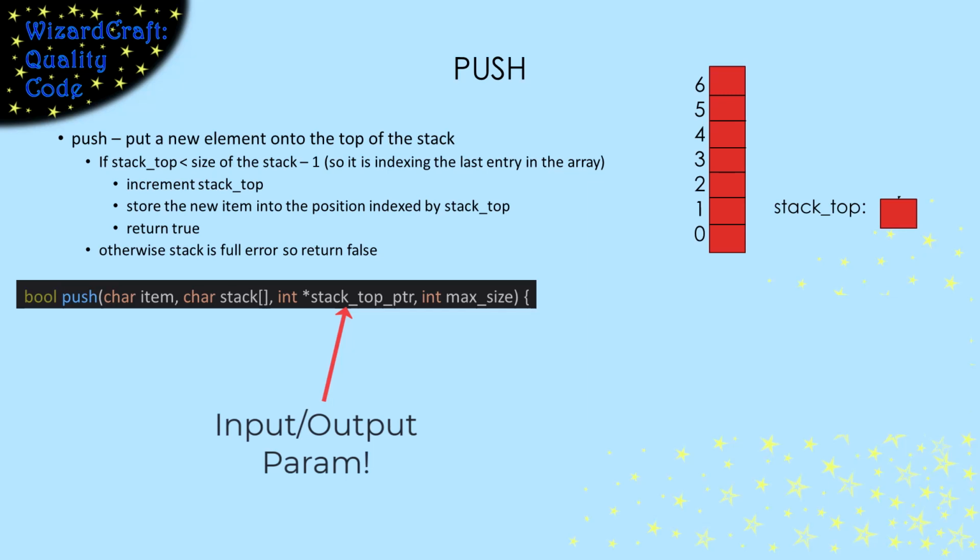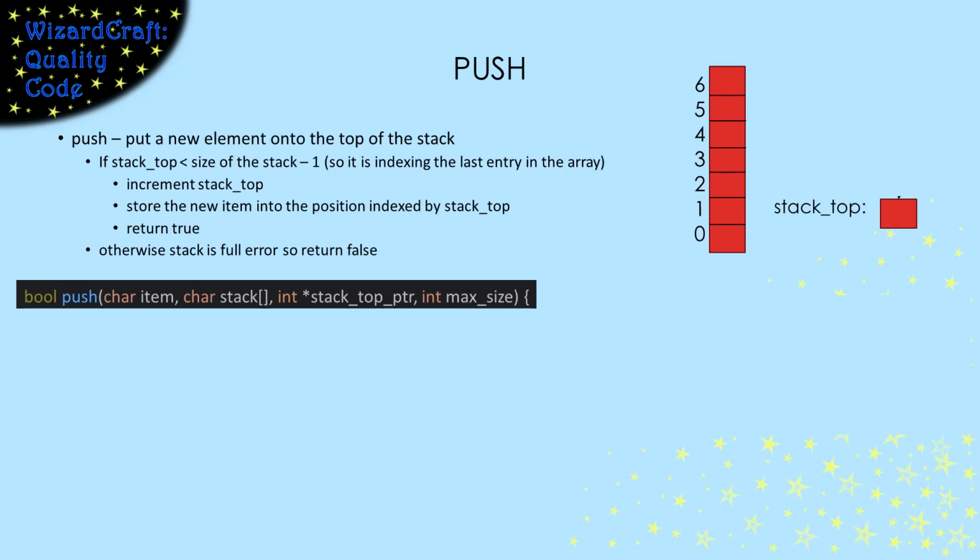That means that, in order to get the value that stack top pointer points at, we're going to have to dereference it every time we use it. The fourth parameter is the size of our stack. It's just an integer because we don't need to be able to change it.